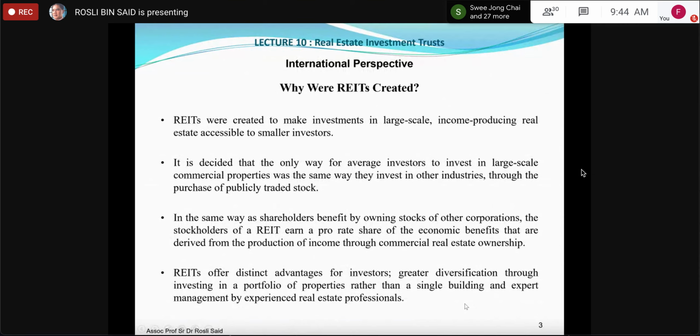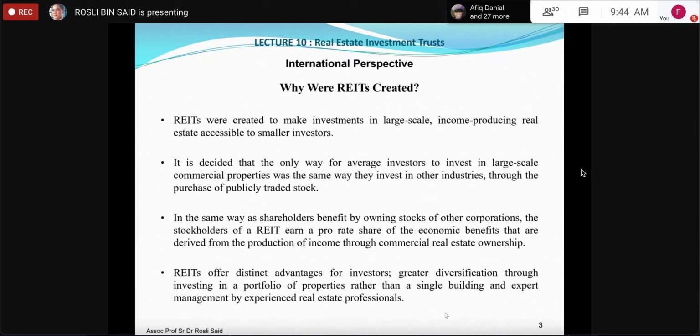Initially in Malaysia, Axis, for example, started with office buildings. After that, they diversified. The company diversifies to industrial, to other sectors as well. So basically, for every sector that we have, the company can create REITs sectors.